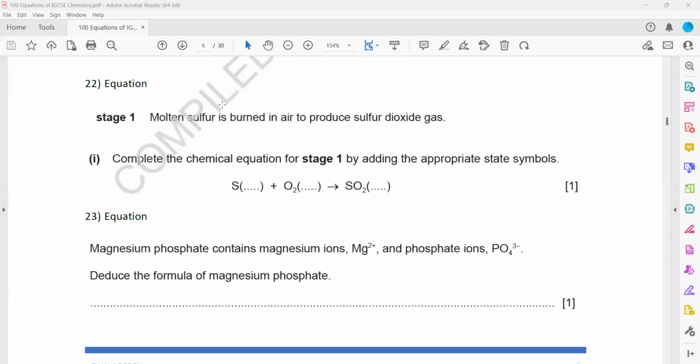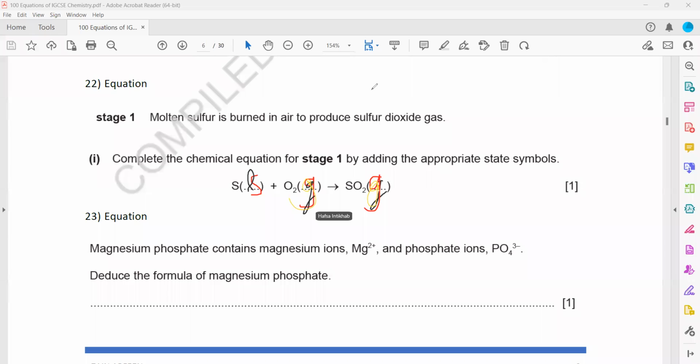In question 22, molten sulfur is burned in air to produce sulfur dioxide. Complete the chemical equation for stage 1 by adding appropriate state symbols. You just have to add the state symbols. What is the state of sulfur? Is it solid at room temperature? Sulfur is solid at room temperature. Oxygen is gas and sulfur dioxide is also a gas.